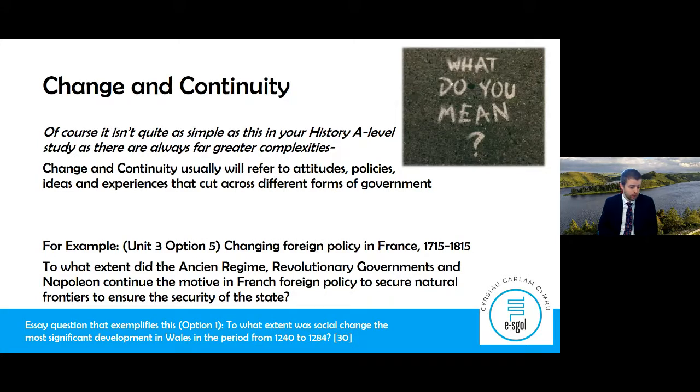And so an example of an essay question that exemplifies this, from option 1, would be: to what extent was social change the most significant development in Wales in the period 1240 to 1284? Looking for you to look at social change, continuities in social change, and what other developments happened during this time period as well. So I want to emphasize that these key concepts are what will help you manage that content, otherwise it becomes too big of a burden.